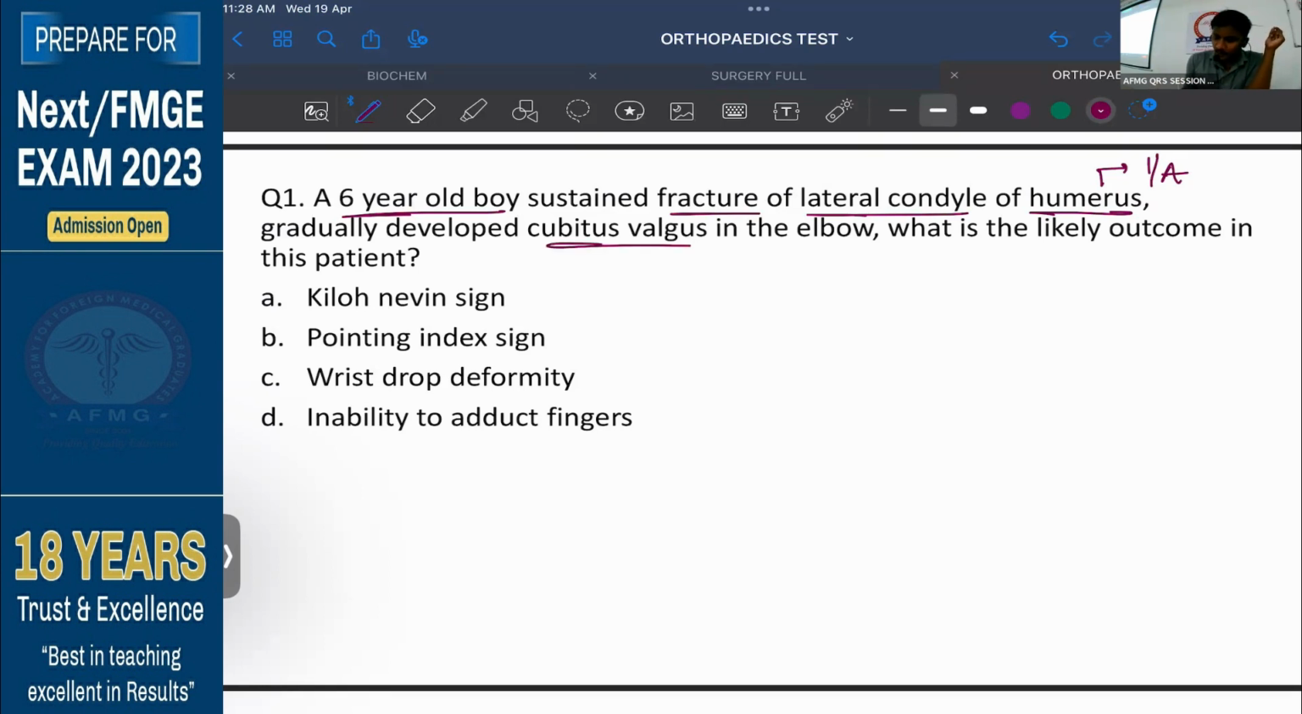Gradually developed cubitus valgus deformity in the elbow. I have given a straightforward question. Due to lateral condyle of humerus fracture, the child develops a cubitus valgus deformity. Now in the long axis of the arm and forearm, normally there is an angle. What is this angle? It is 11 to 14 degrees. It is called the carrying angle. So the normal carrying angle is around 11 to 14 degrees.